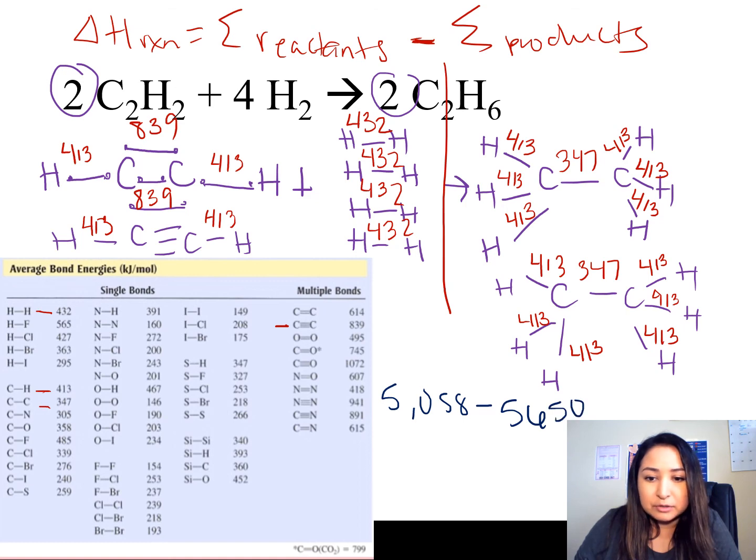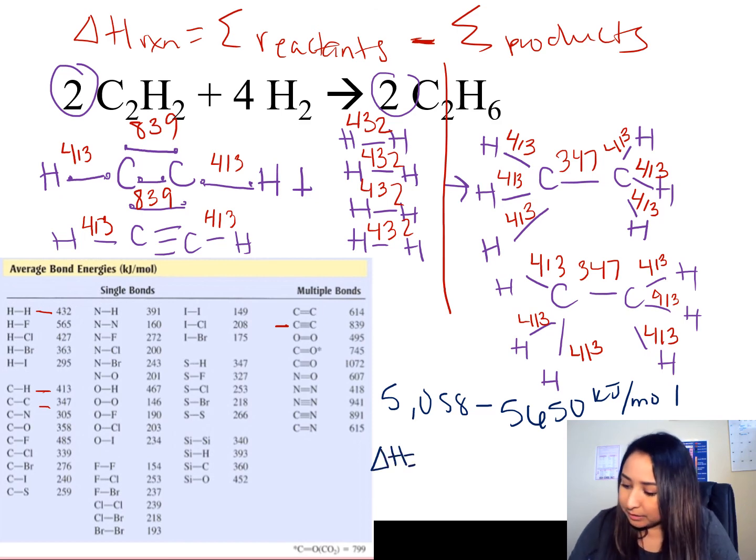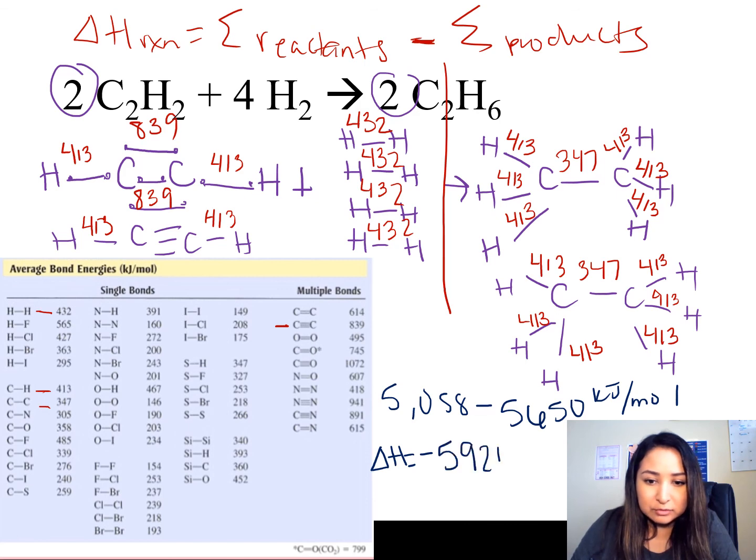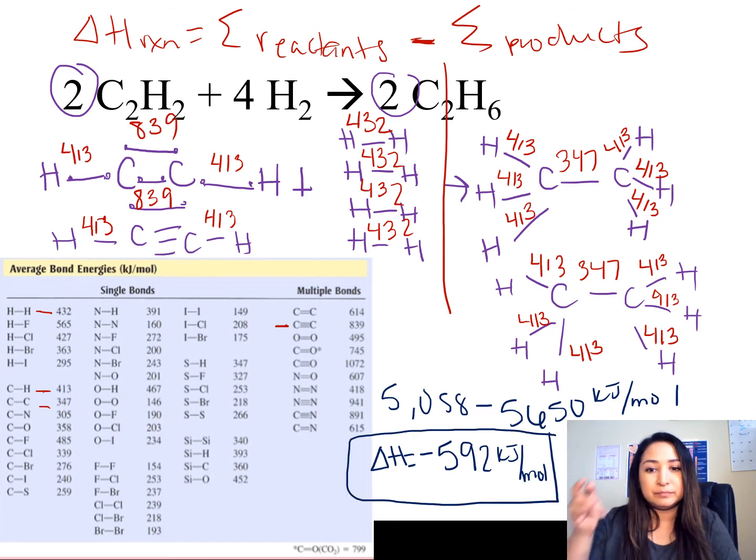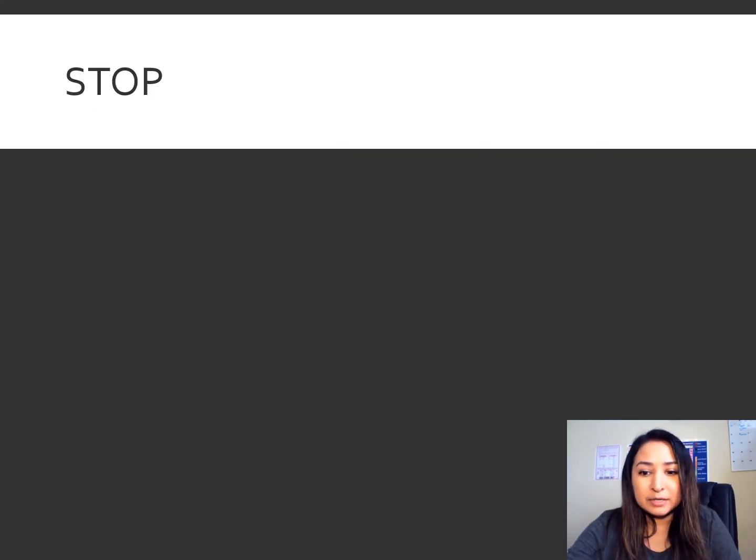And remember, our units are in kilojoules per mole. When we subtract that, we would get our answer. So we would get negative 592 kilojoules per mole of the reaction. That is our answer. All right, so that is basically it for the video.